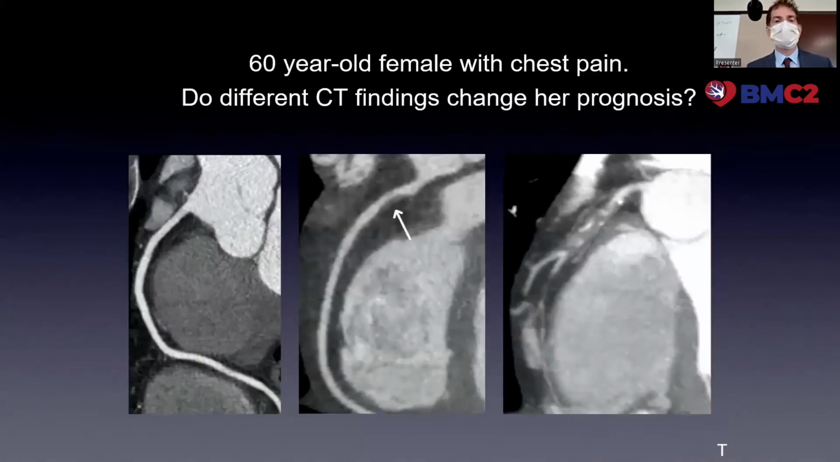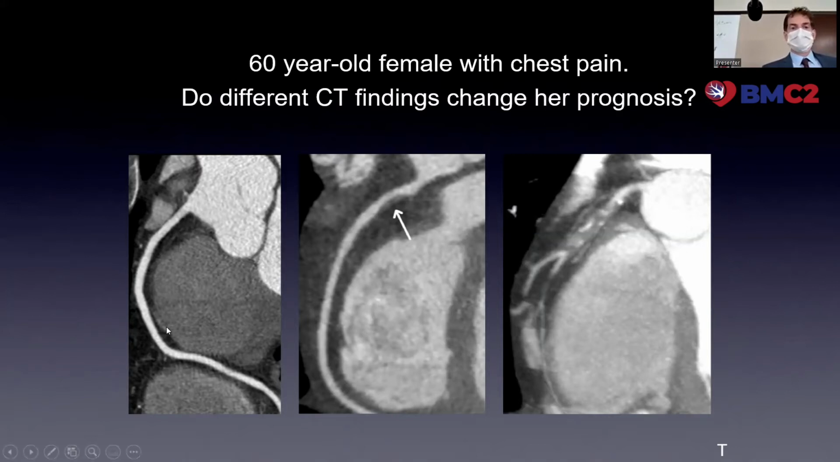So, what about prognostic value? Early on with CT, there was a lot of data showing it was accurate compared to cath. But a lot of the criticisms were, so what if it's accurate? Do the findings actually mean anything? And we didn't actually know earlier on in the days of coronary CT. So let's say you have the same 60-year-old female coming in with chest pain.